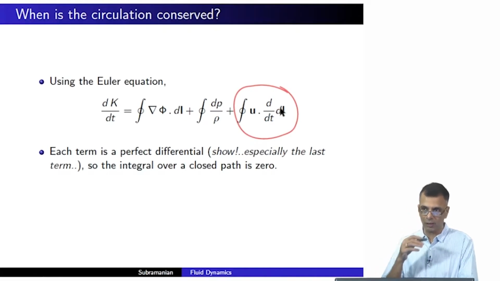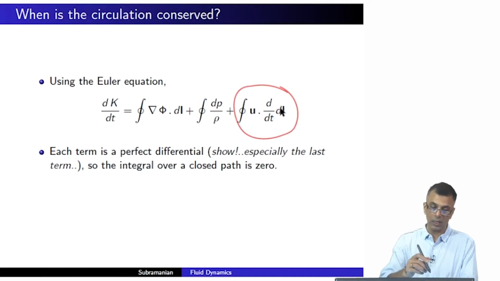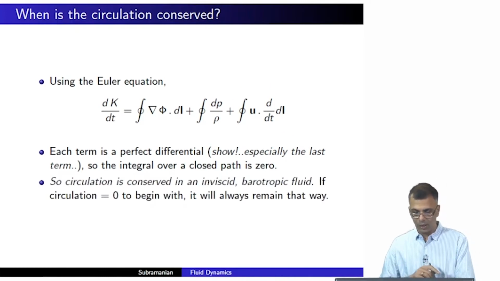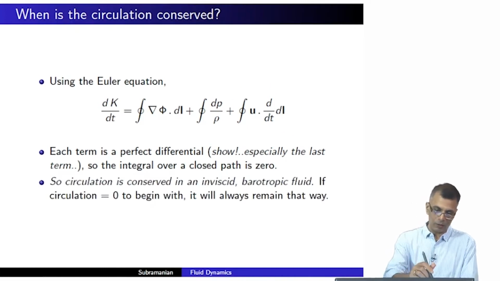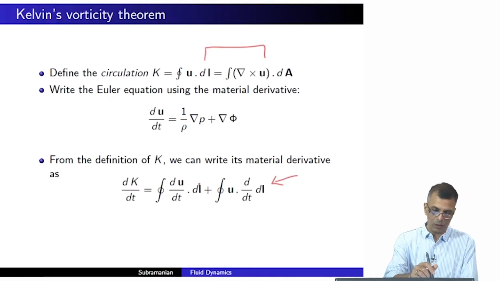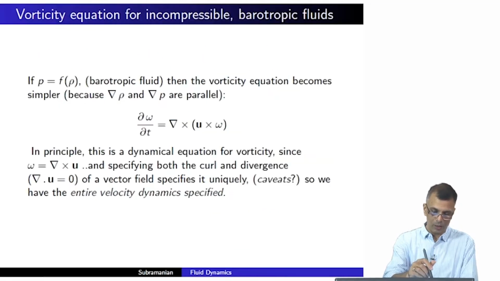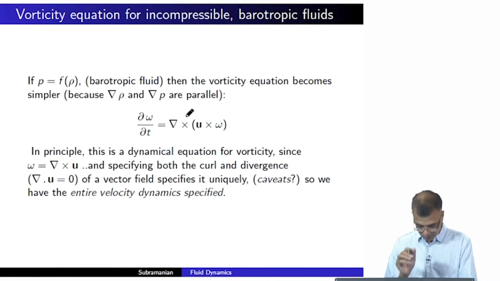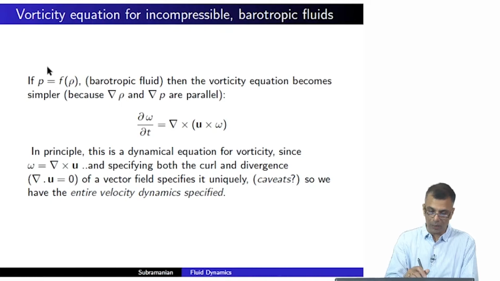You integrate it around a closed path, and the integration is 0, which means that dK/dt is equal to 0. In other words, by the way, before saying that, I just wanted to emphasize that you could write down the vorticity equation in this form only because the gradient of rho and gradient of p are parallel, which is true only for barotropic fluids.